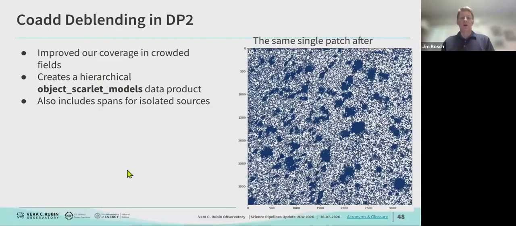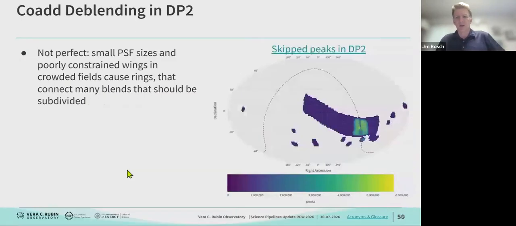So yeah, we're not all the way there. And if you go to the next slide, you can kind of see, or two slides away now, where we are in the sky. So the skip peaks is the main metric of, did the deblender fall over and give up because things were too crowded? And you can see that we're not all the way there yet, but we're making progress.